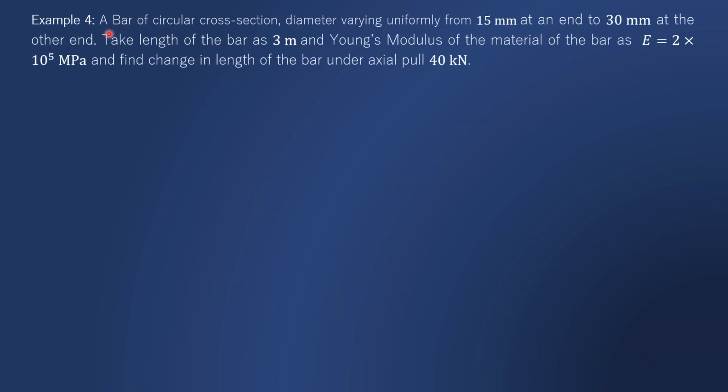Now read this problem. A bar of circular cross section, diameter varying uniformly from 15 mm at one end to 30 mm at the other end. Take length of the bar as 3 meters and Young's modulus of the material of the bar as E equal to 2 into 10 raised to 5 megapascal, that is Newton per millimeter square. Find change in length of the bar under axial pull 40 kilonewton. So it's simply formula substitution.